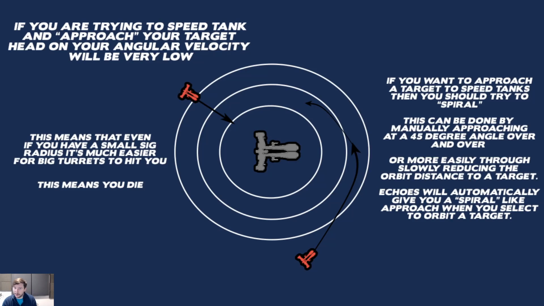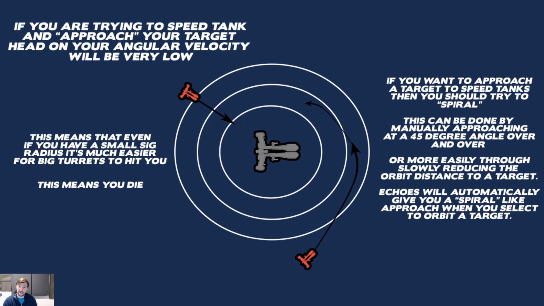If you want to approach targets to speed tank, then you should look to try the spiral method. Now, this can be done manually by approaching at a 45-degree angle over and over again, or it can be done more easily by slowly reducing the orbit distance that you head at a target. So, for instance, you start off at a 40k orbit distance, but then very quickly and rapidly work your way down to a 20, and then down to a 10, and then down to a 5.